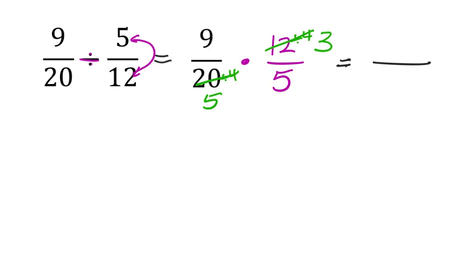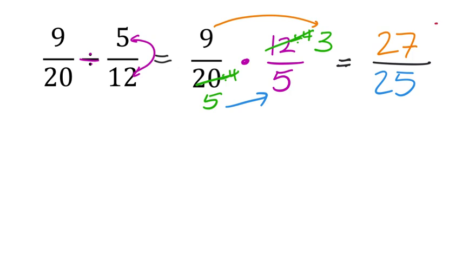So in multiplying, we should get a final answer here. In the top, we got 9 times 3, which is 27. In the bottom, or denominator, we got 5 times 5, which is 25. I do not see that can be simplified any further, which means that is done.